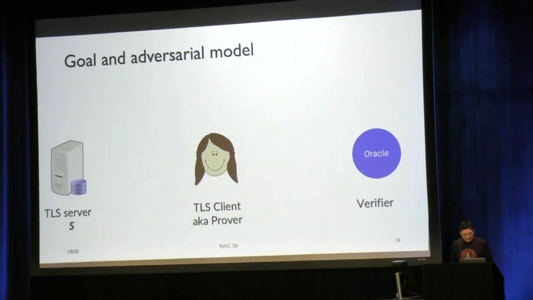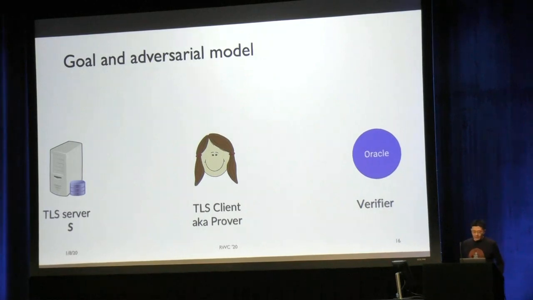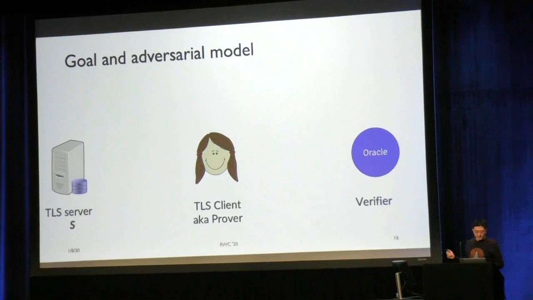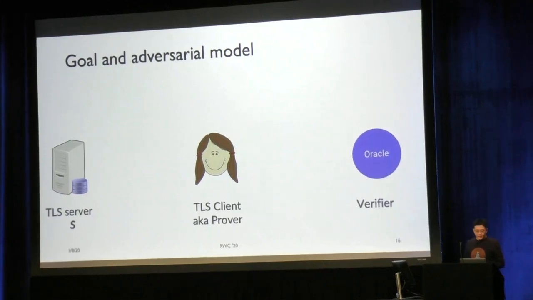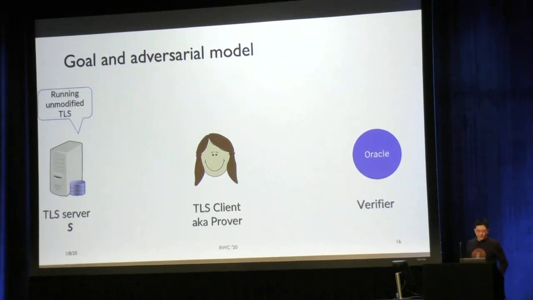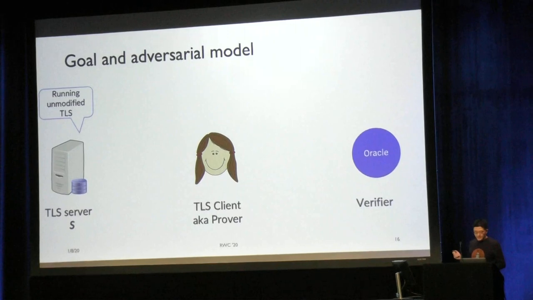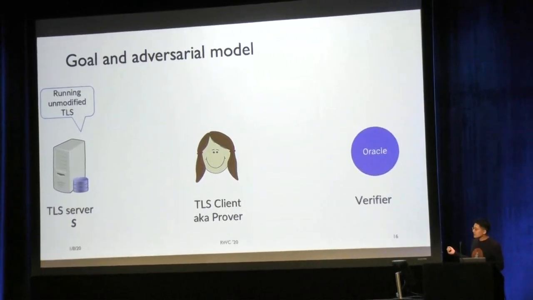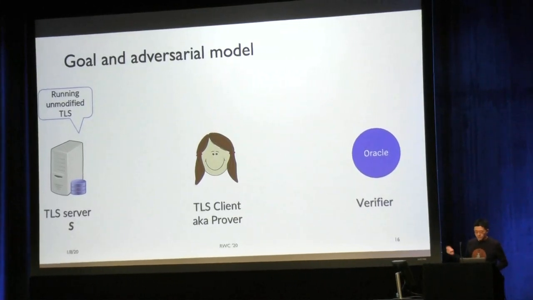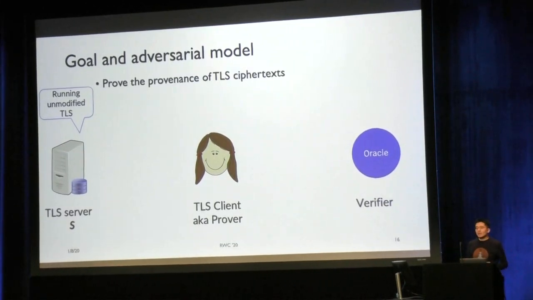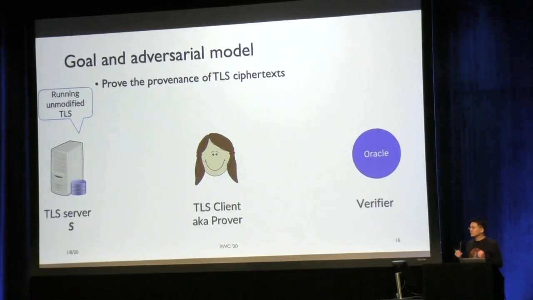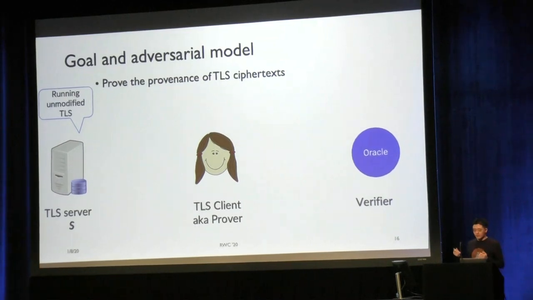Thanks. Yeah, in the second part of the talk, I will present how the Deco protocol is constructed. So let's begin with a proper introduction to the players in the game. Here we have three parties in the Deco protocol. We have a TLS server running unmodified TLS. We have a prover as well as a verifier. And for blockchain applications, the verifier is also called an oracle, but I will use verifier throughout the rest of the talk.